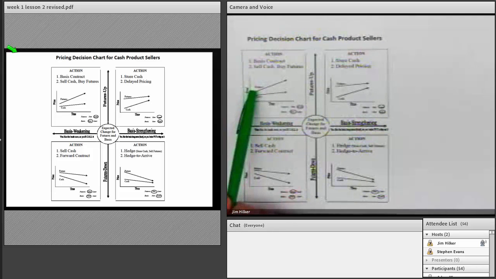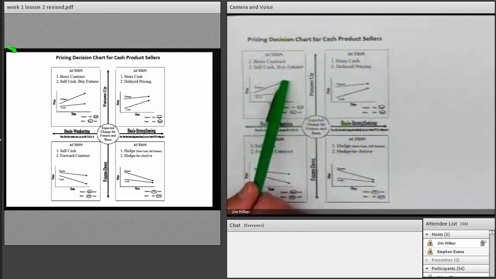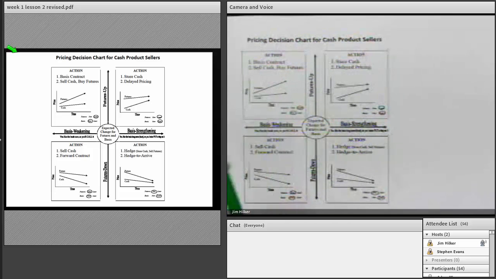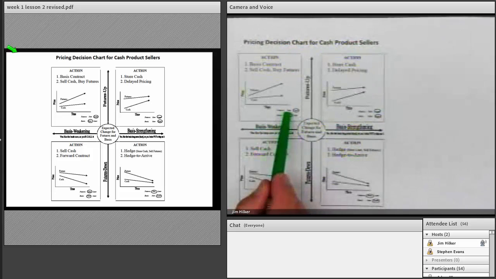Do we like the futures better today or later? Do I like my strong basis here? I like the futures later. Basis later. I think we have the question, do I like it now or later?